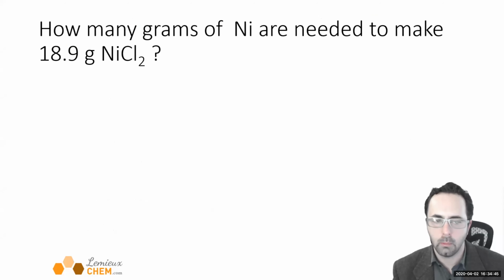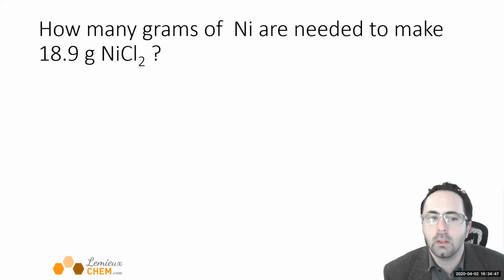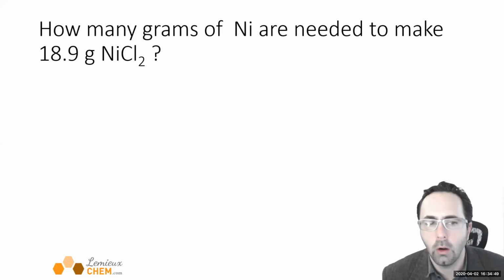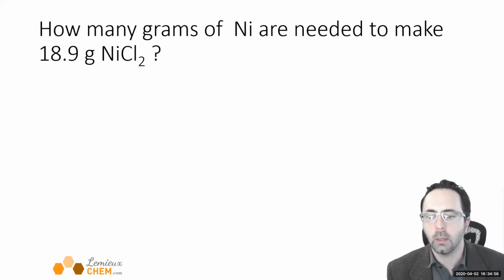Let's do another example. How many grams of nickel are needed to make 18.9 grams of nickel 2 chloride? So here our substance A, our first substance that we're given the amount of, is nickel 2 chloride.